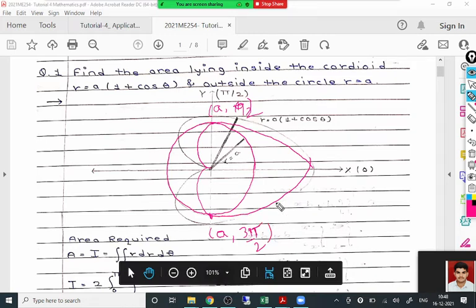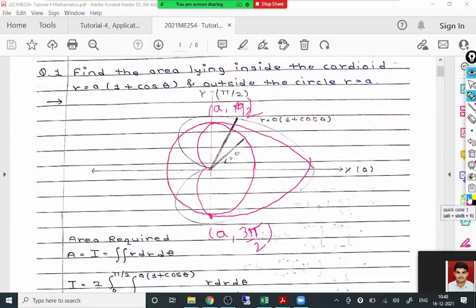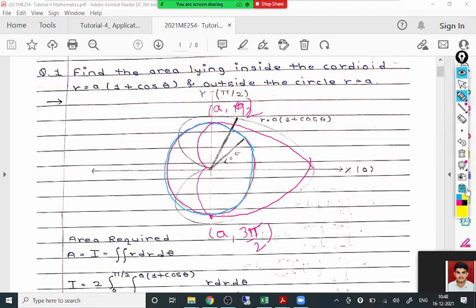So what is the region then? The region which is outside this part, outside the circle, and I will highlight the circle in blue otherwise. So outside the circle and inside the cardioid, and that's the region we want here. The region is here, this entire region.